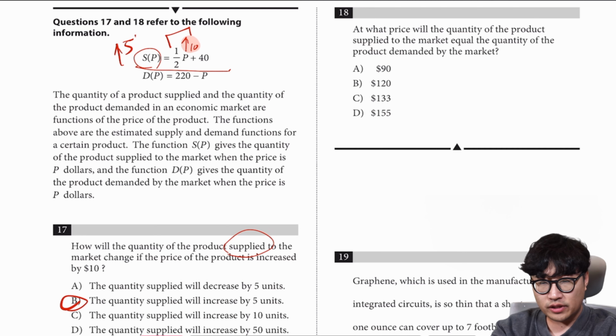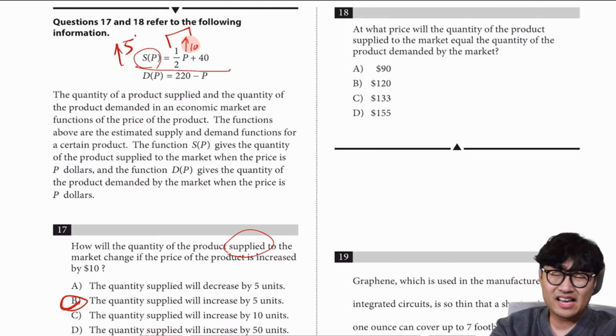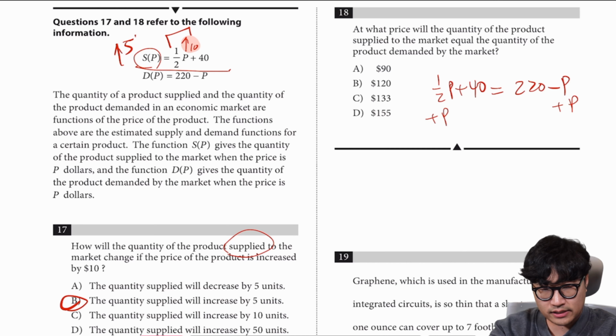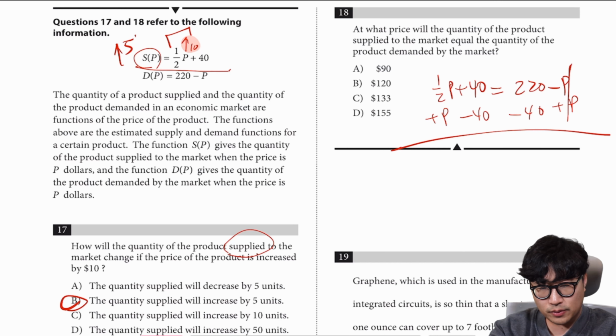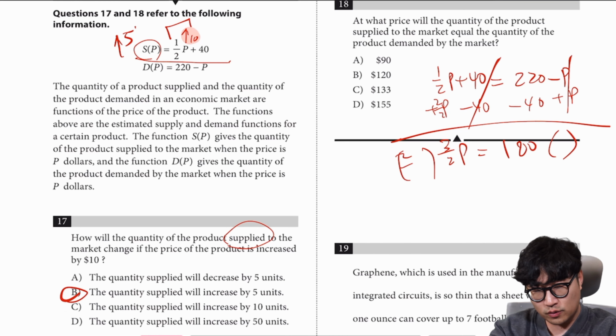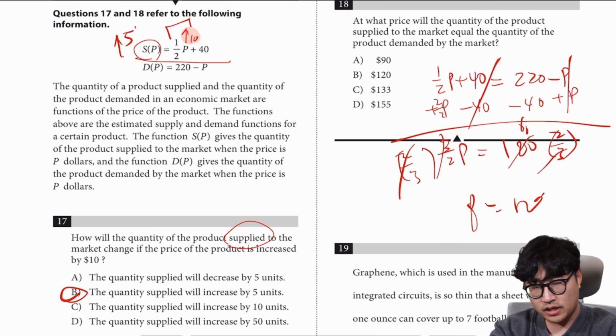18. At what price will the quantity of product supplied to the market equal the quantity demanded? Okay, so just S and D, make them the same. So 1/2 P plus 40, the supplied, is equal to 220 minus P, the demand. Okay, so go ahead and add P on both sides, subtract 40 on both sides. We'll call it 2 over 2 for common denominator's sake. You get 3 over 2 P is equal to 180. Then multiply both sides by 2 over 3 to cancel that. And that would be P is equal to 120. Answer choice B.